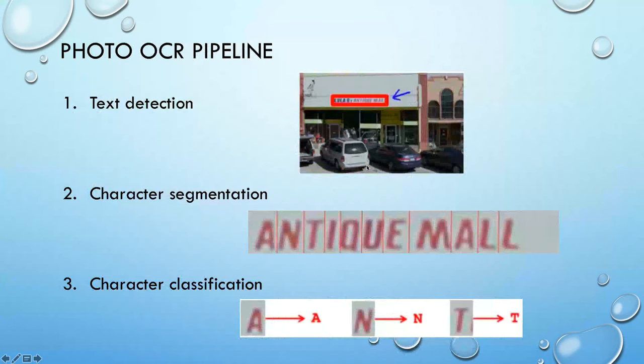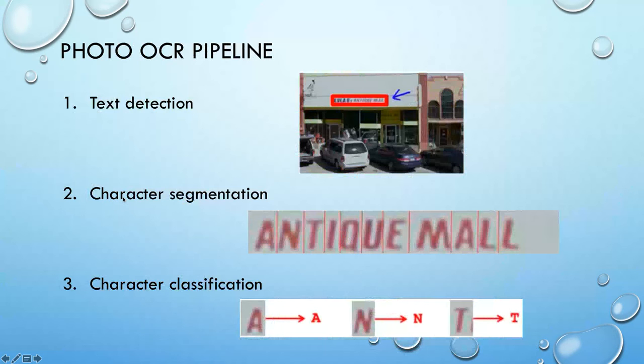So here's our way to solve this photo OCR problem. This is the OCR pipeline. We have basically 3 steps. First step, we use text detection. We want to know where those texts are located. We would like to find these rectangle regions in this picture, and that is the first step.